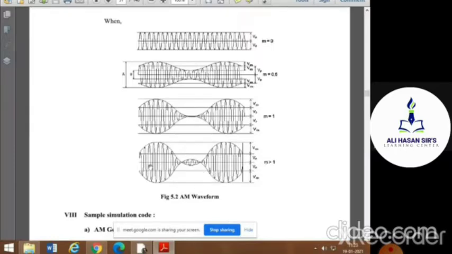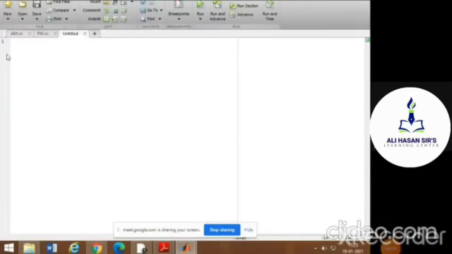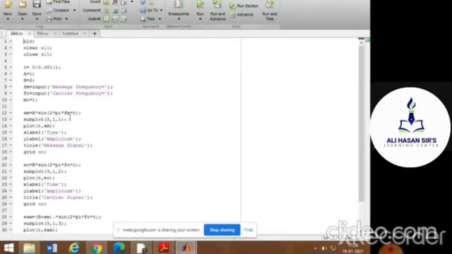Now for this experiment we have used MATLAB software for simulation. Let's see what is there in the MATLAB software. This is the MATLAB software where we have to write the program for generating the AM signal. I have already written the program, and I'll show you the same program which is there in your lab manual.